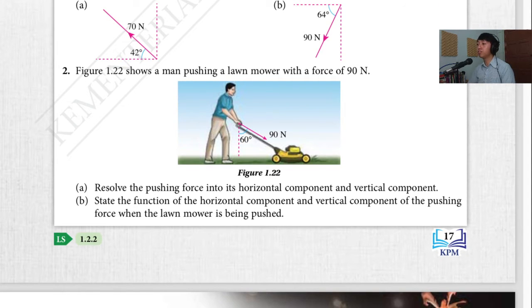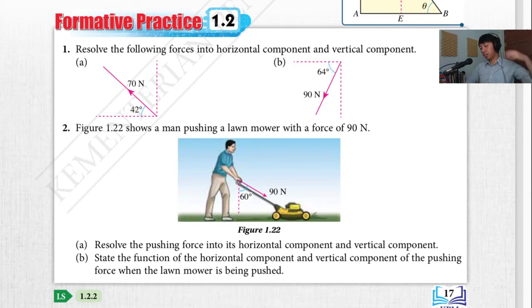And number 2 is same thing, resolve the pushing force into its vertical and horizontal component. And B, state the function of the horizontal and vertical component. So the reason why we divide a force into 2 parts is that usually the force is doing 2 things at once. So what's the downward force doing and what's the forward force doing? So you just need to state it very simply lah. Okay, so question 1 and 2, why don't you go ahead and try that?